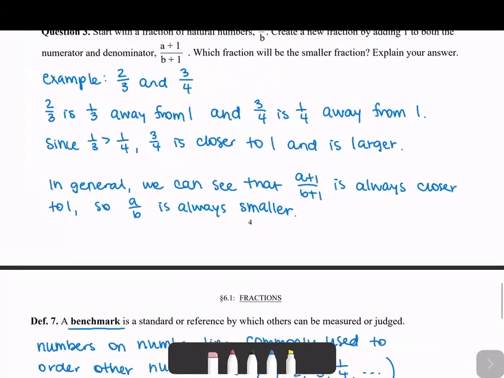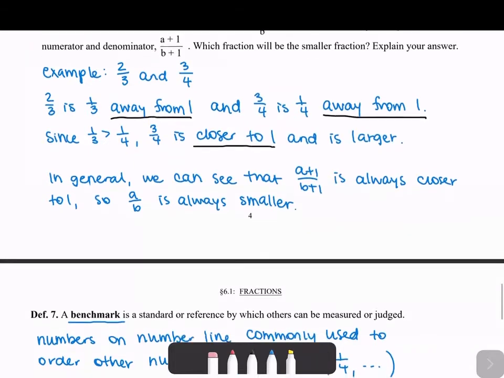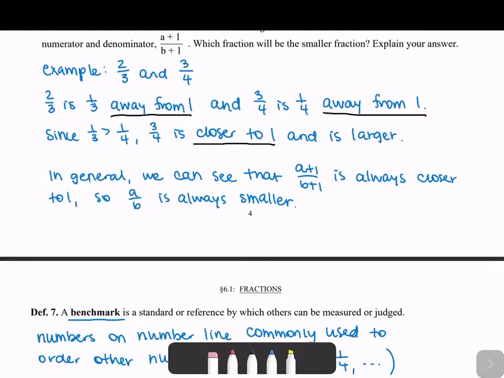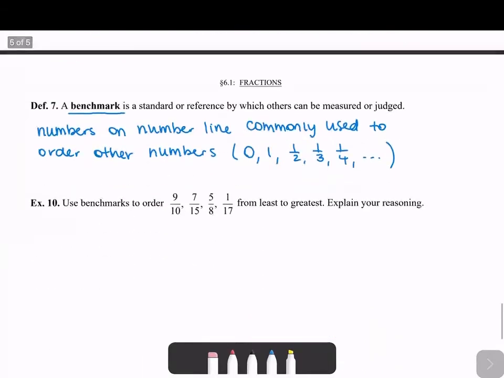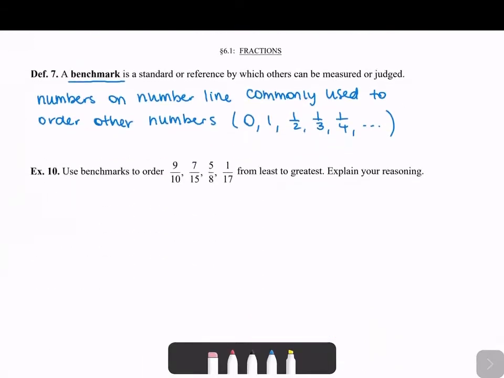In the last video, we talked about how close and how far away these numbers were from 1, because that's an easy thing to judge. So in that case, we used 1 as our benchmark. Okay, so now we're just going to talk about benchmarks generally.